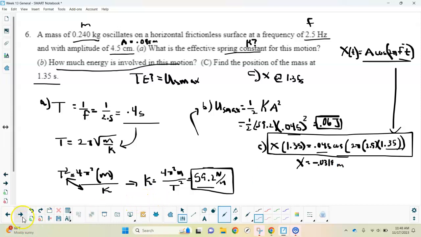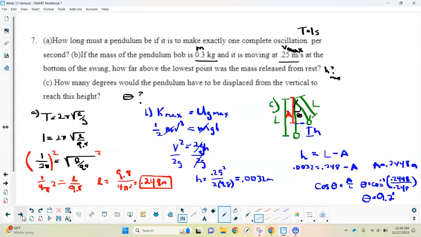So moving on, another simple harmonic motion one, which is dealing with a pendulum. We learned about the pendulum at the beginning of this video, so it's a good review. How long must the pendulum be if it wants to take 1 complete oscillation per second? So it's going over and back 1 oscillation per second, so the period's 1. The mass of the pendulum bob is 0.3. It's moving at 0.25 at the bottom of the swing, which is the maximum. And we want to know how far above the lowest point, so we're looking for how high, what's H. And then we're going to solve for the degrees that you have to displace the pendulum, theta.